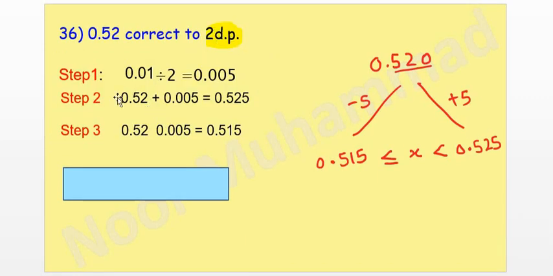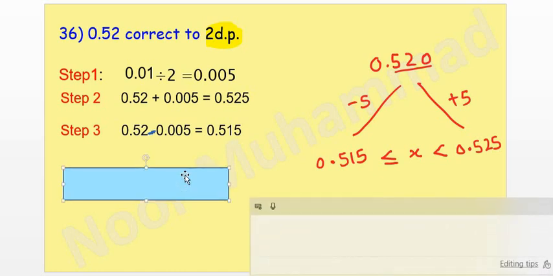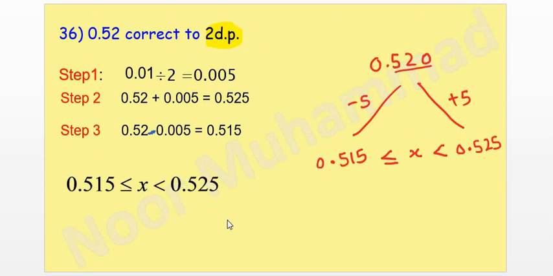Now because it's 2 decimal places, you will take 2 decimal places here, 0.01 divided by 2, your answer is 0.05. Now this 0.05, once it is added to 0.52, gives you 0.525, and when you subtract it, I think I forgot to put the subtraction sign here, it gives us 0.515. So finally you can check your answer. The answer is here, this one.